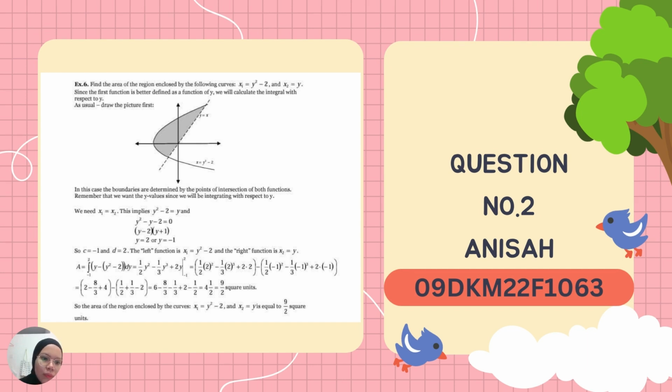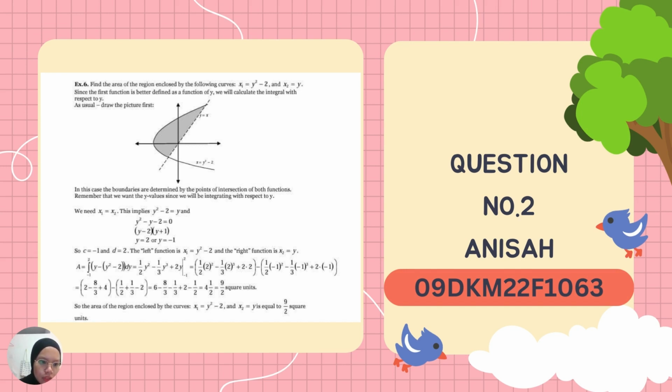So we will get 2 minus 8 over 3 plus 4, minus 1 over 2 plus 1 over 3 minus 2. So we get 6 minus 8 over 3 minus 1 over 3 plus 2 minus 1 over 2. So we get the last number, which will be 4 and 1 over 2, or 9 over 2 square units.